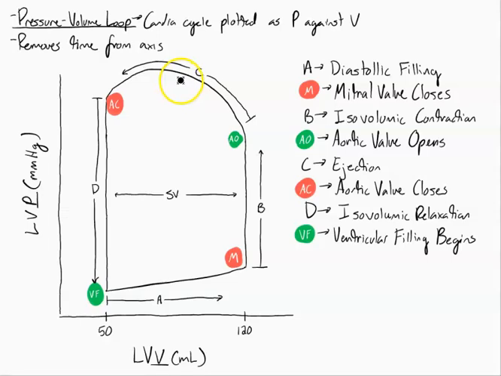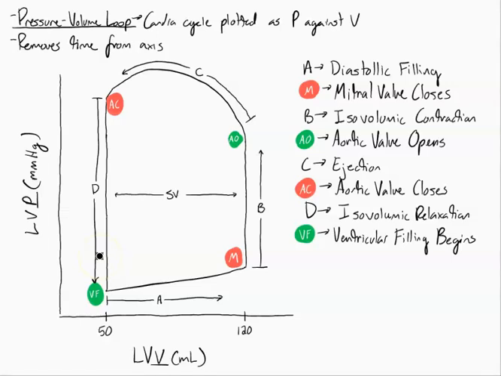So during phase C, blood is pushed out of the left ventricle and volume will decrease in the left ventricle until the aortic valve closes again, and that's labeled by AC. And then at phase D, this is isovolumetric relaxation. This is where pressure falls and the mitral valve eventually reopens, restarting the whole cycle.